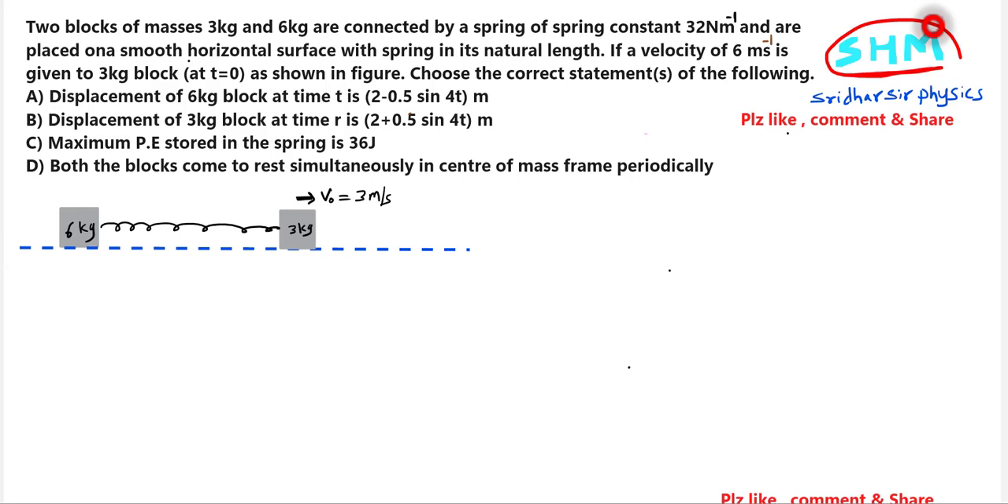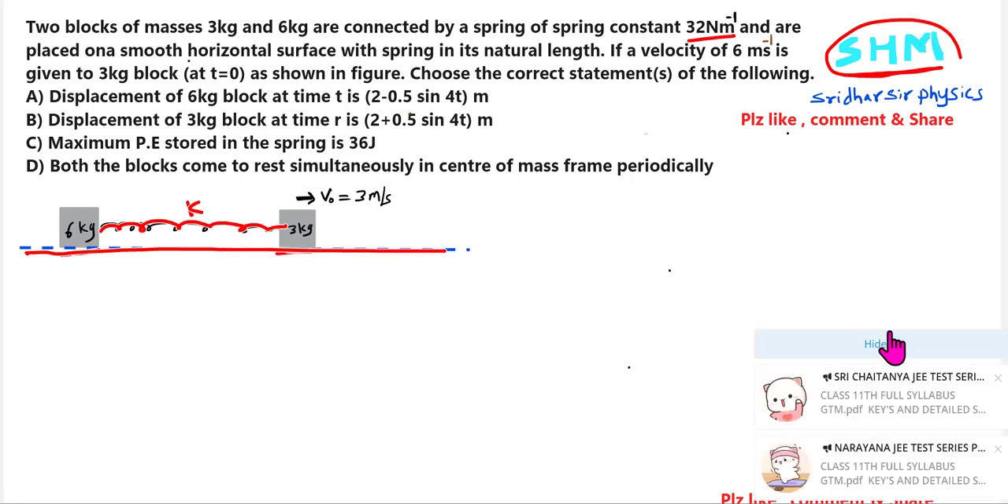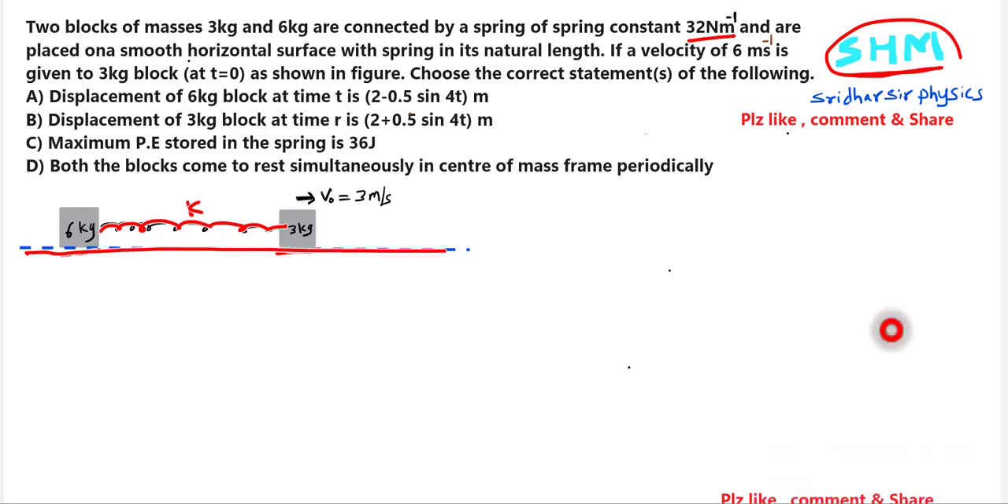We have two blocks, each of mass 3 kg and 6 kg. They're connected by a spring, with spring constant 32 Newton per meter, and placed on a smooth horizontal surface. The surface is smooth and the spring is in its natural length.